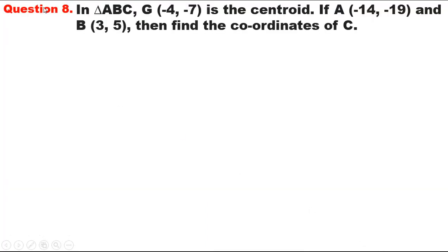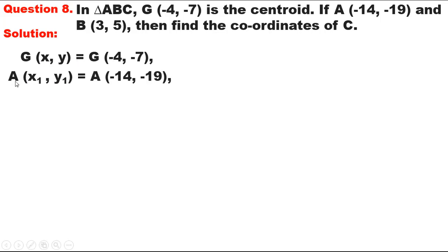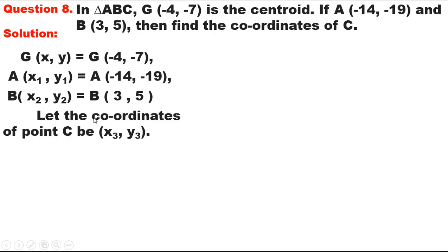Question 8. In triangle ABC, G(-4, -7) is the centroid. If A is (-14, -19) and B is (3, 5), then find the coordinates of C. Solution: G = (x, y), the coordinates of G are (-4, -7). A = (x1, y1) = (-14, -19). B = (x2, y2), the coordinates of B are (3, 5). Let the coordinates of the point C be (x3, y3).